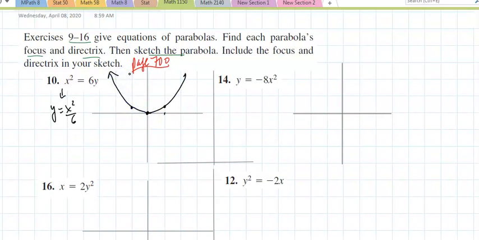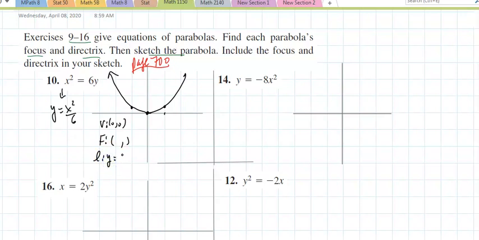So for now, I'm not going to really worry about the focus and directrix. I'm just going to say in this parabola, the center is at 0, 0. Not the center, I'm sorry. The vertex is at 0, 0. They want me to label this thing called the focus, and they want me to label what's known as the directrix. I'll tell you what that means in a minute.